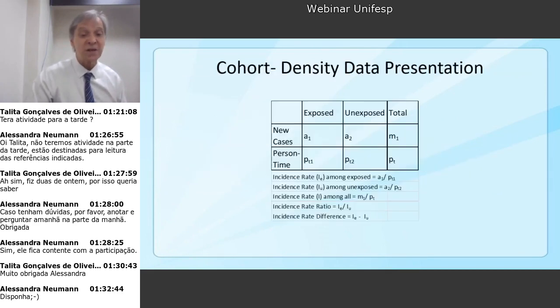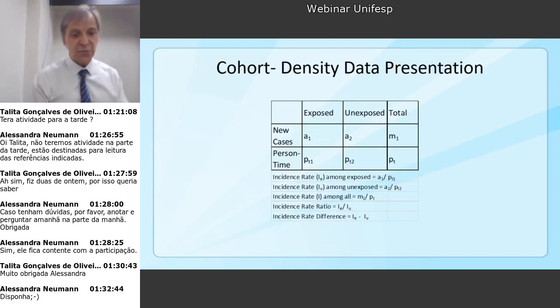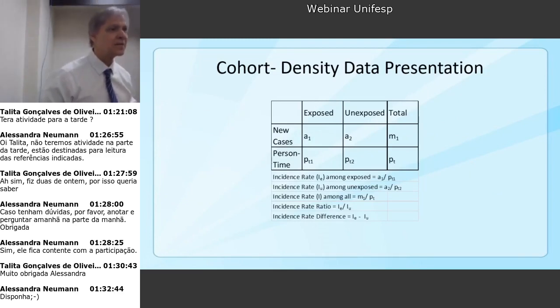Incidence density cohort data is how I present the data. Can you see that? I don't know if the words are too small. They're getting very small, difficult for me to read. But it's okay on the slide. Do you think it's okay?